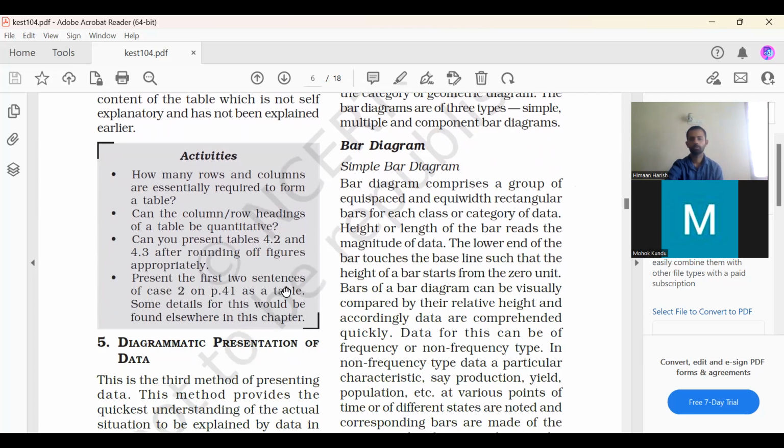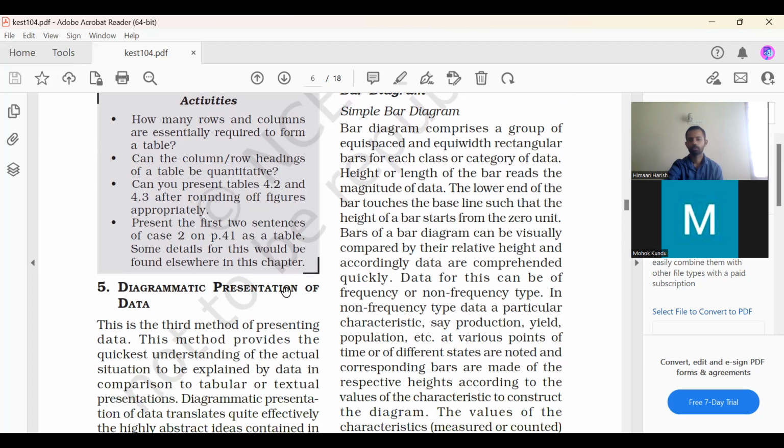A bar diagram comprises a group of equispaced and equi-width rectangular bars for each class or category of data. The height or length of the bar represents the magnitude of data. The lower end of the bar touches the baseline such that the height of a bar starts from 0 unit. Bars of a bar diagram can be visually compared by their relative height and accordingly data are comprehended easily.